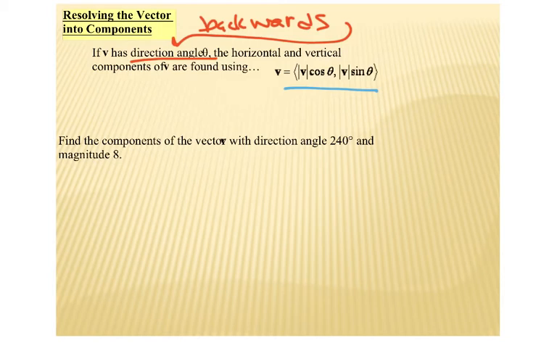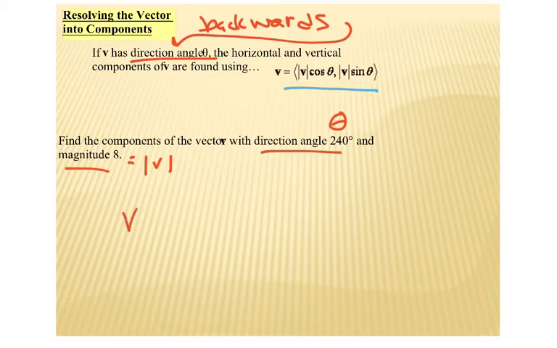So in order to find the component form of a vector with a direction angle of 240 degrees and a magnitude of 8, we would fill this in. So magnitude of 8 is going to equal the absolute value of V, and the direction angle is going to be our theta in this cosine and sine.